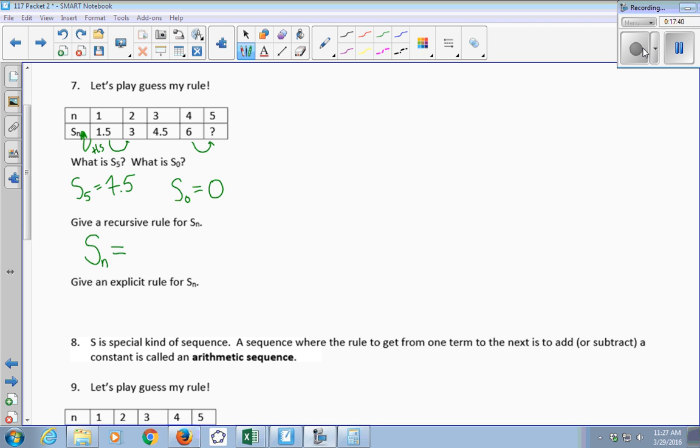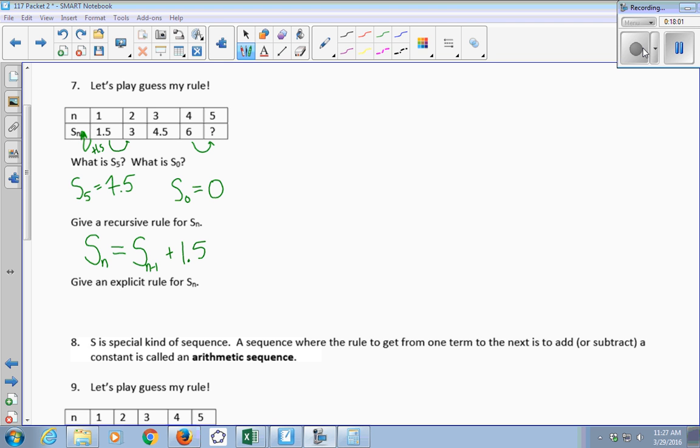So you'd say, okay, the nth term, the generic nth term, is calculated by taking the term right before it, which we denote S sub n minus 1. And then what do I do to the term before it to get the next term? Add 1.5. That is my recursive rule.